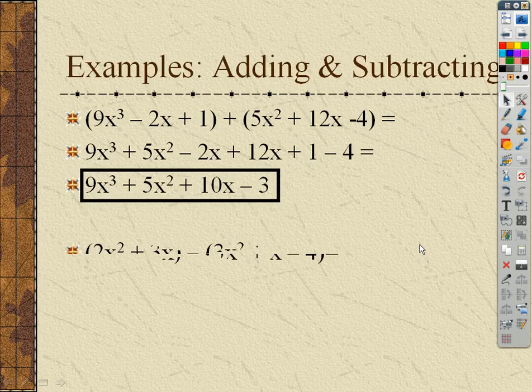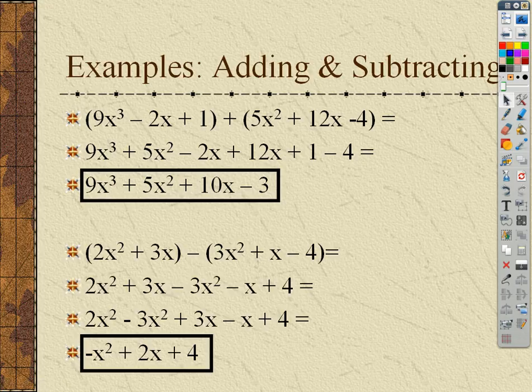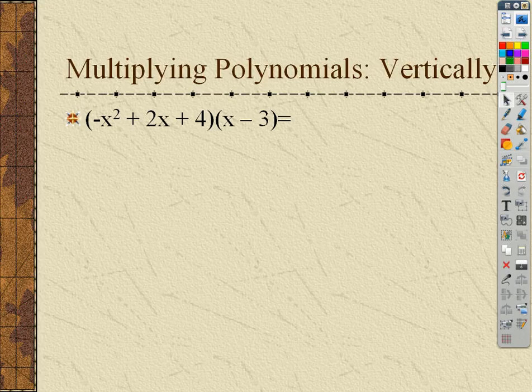Okay, adding, same deal. If we add up polynomials, just add like terms. No big deal. Let's get on to multiplication. Okay, multiplying polynomials. Now, we can multiply polynomials vertically. That's fine. It's actually a pretty good way to do it.